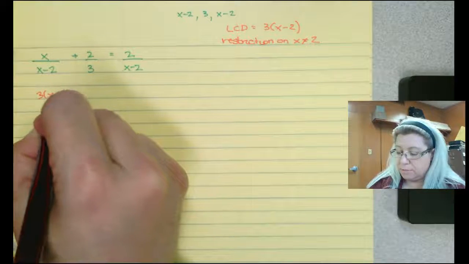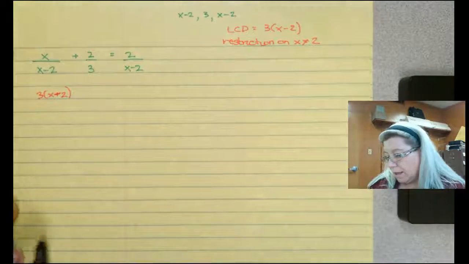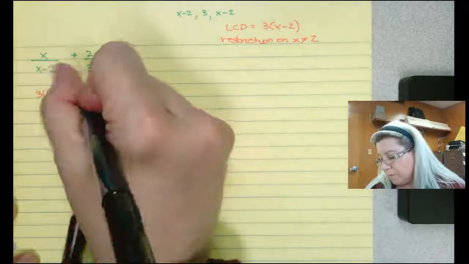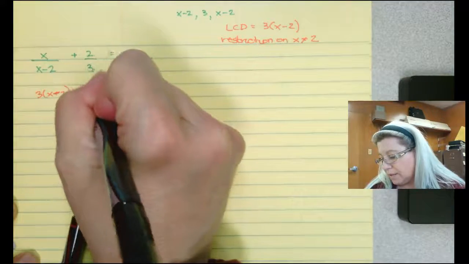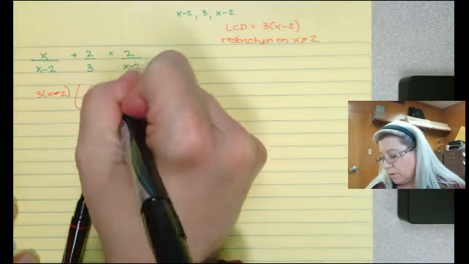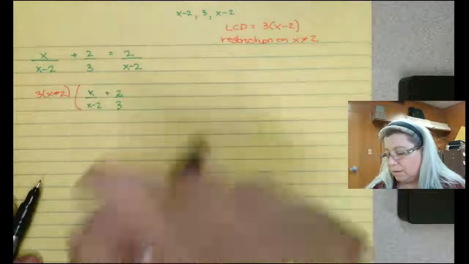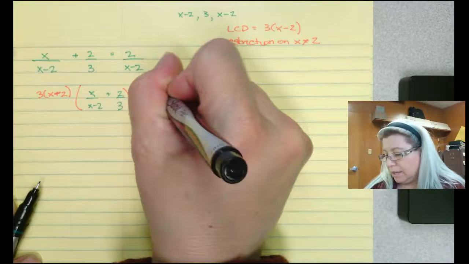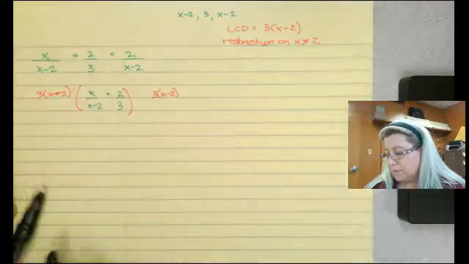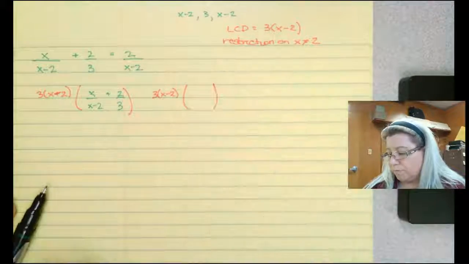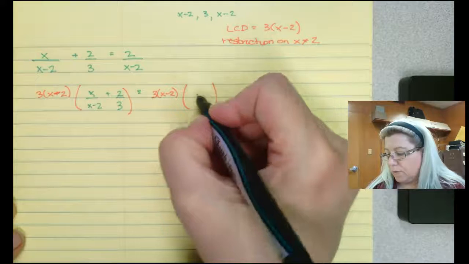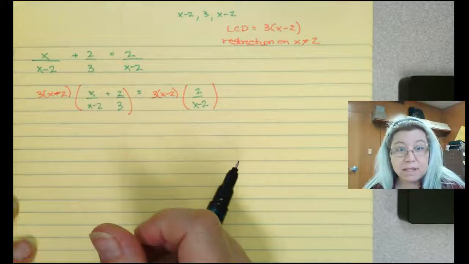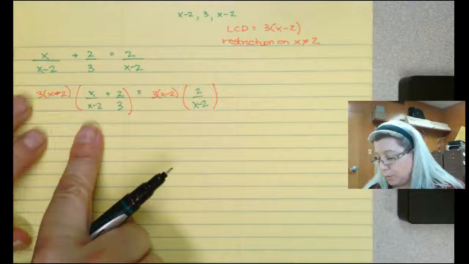Oh, minus 2. Sorry about that. And we're multiplying x over x minus 2 plus 2 over 3 equals 3x minus 2 times 2 over x minus 2. There are some things that I can reduce as I go through.